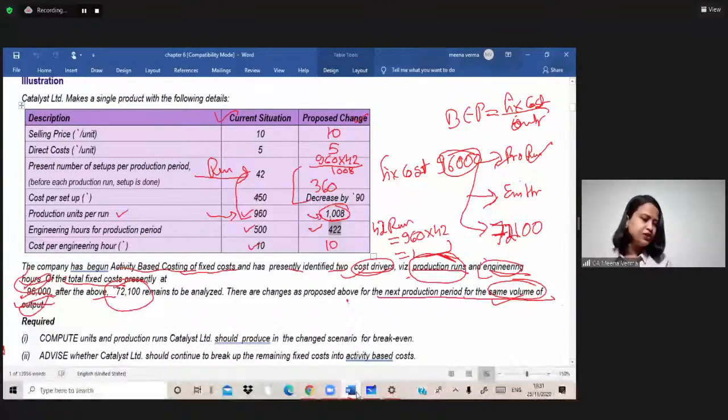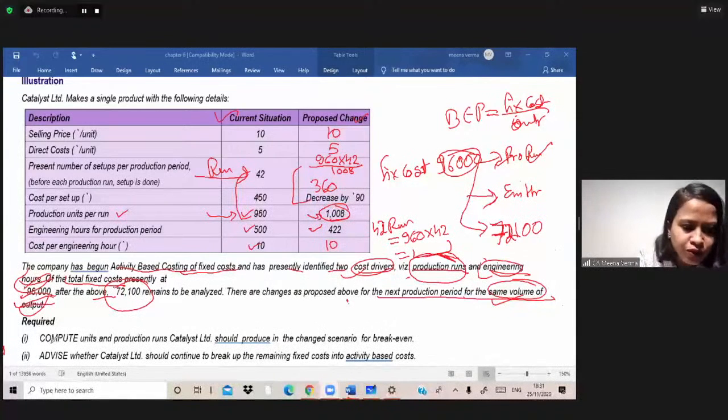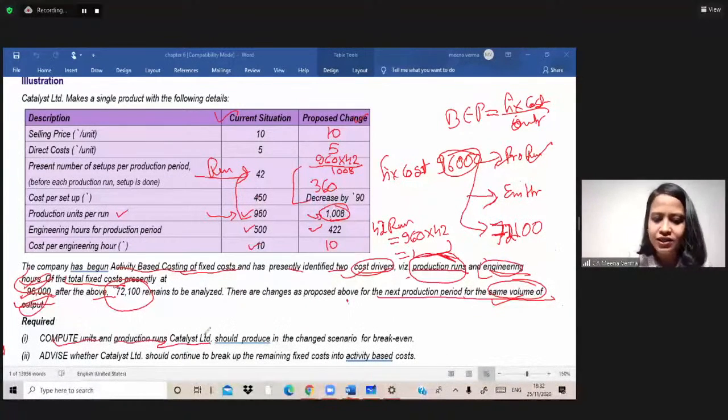In the numerator, you will consider the fixed cost. In the denominator, you will consider the contribution per unit. In this way, you can find the break-even point. Then after finding the break-even point, you need to find the production runs at the break-even point. See, what is the requirement of the question? The requirement of the question is to compute the break-even units and production runs for the catalyst-limited company.